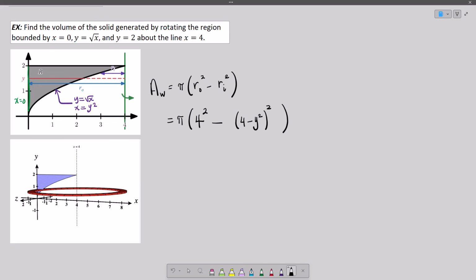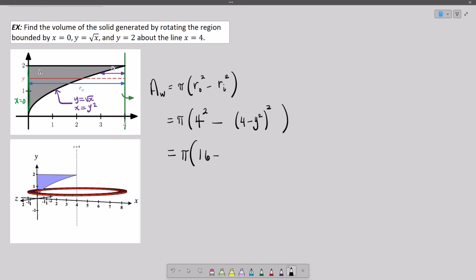When we go to find the length of the purple line, it's a horizontal distance, so it's the right x minus the left x. The right x is 4. But the left x is variable. It changes depending on how high you are here. It depends on the y coordinate, the y value. So 4 minus the x value, which is y squared. So that is our washer area.